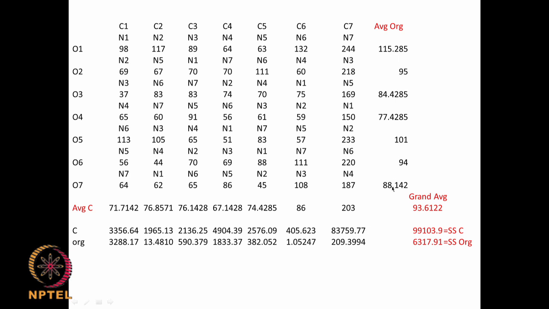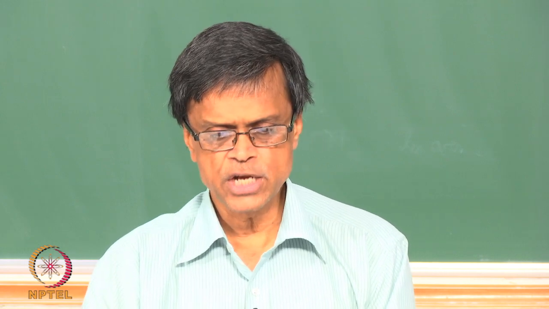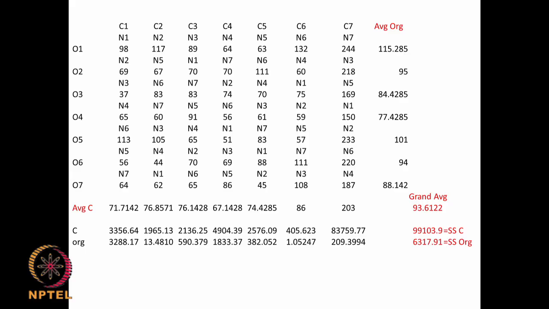So, we have 7 values for average organism along the rows, 7 for carbon along the columns. Okay, now we need to get the sum of squares. We will look at nitrogen in the next slide, but we need to get the sum of squares for carbon and the sum of squares for the organism. So, it is very straightforward. We multiply by 7 here because there are 7 items here. We take the grand average 93.61 minus 71.7 square.